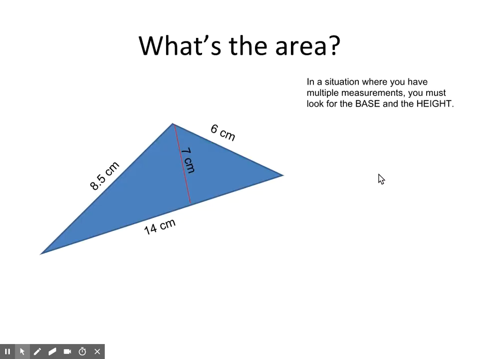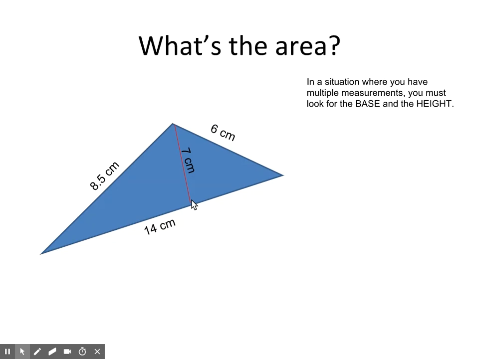So in a situation where you have multiple measurements, you have to really be careful to look for the base and the height. So on this one, you notice that the hypotenuse, which is the long side of a triangle, is labeled as 8.5 centimeters. This short side is labeled as 6 centimeters. This base, which would actually be the base if we were to sit this up, would be 14 centimeters. And then, of course, from here to here would be the height. So the height is 7 centimeters.